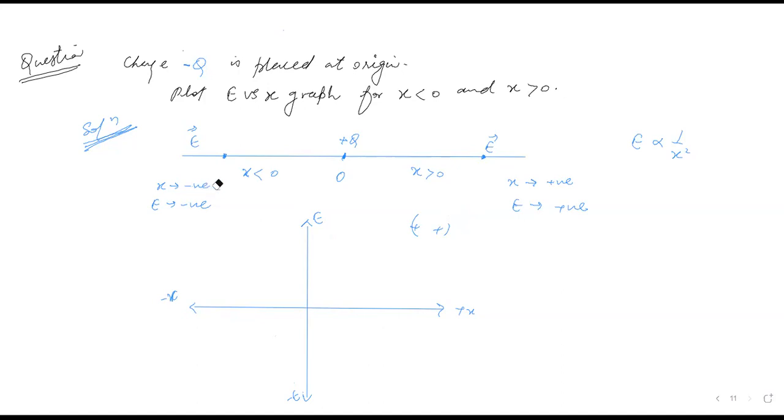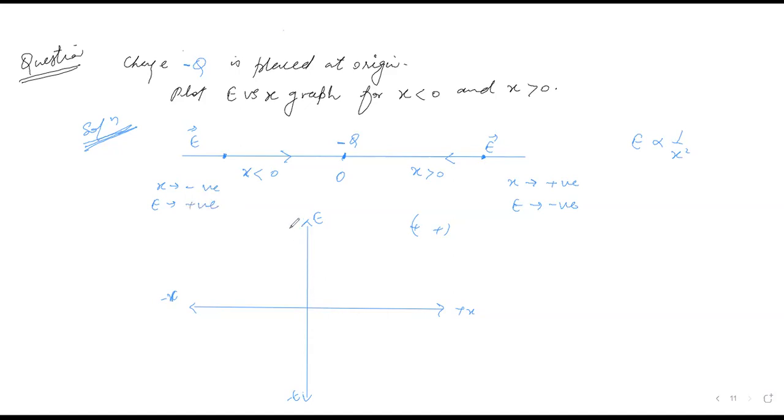Just 1 second. In this case, if this charge is of minus Q, then the direction of the electric field will be in this direction. Am I right or not? Correct. Now this X is positive still, but the electric field will be negative. And where this electric field is negative, then the electric field will be positive.